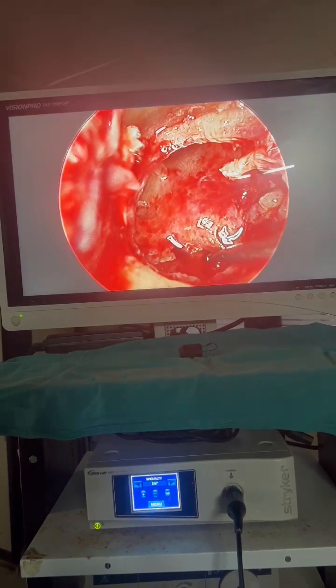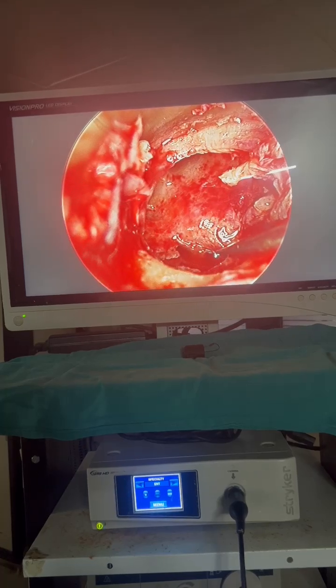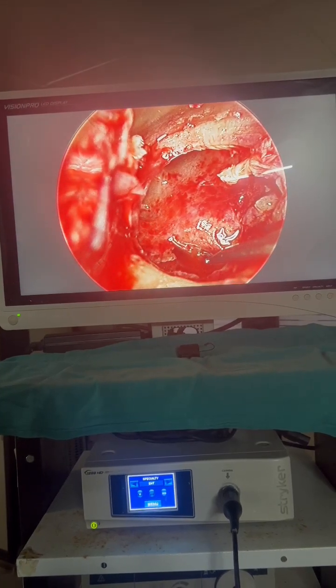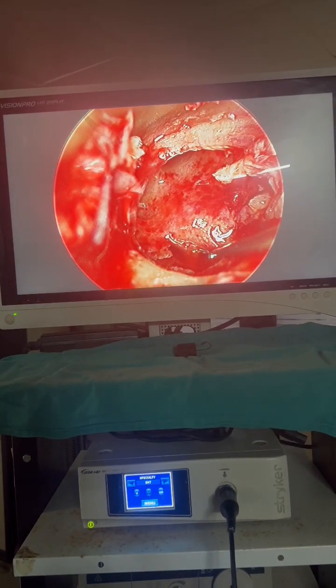Now, below and behind the oval window, here is the round window niche. This is the round window niche. There is blood which is obscuring the round window niche. Here you can see that.